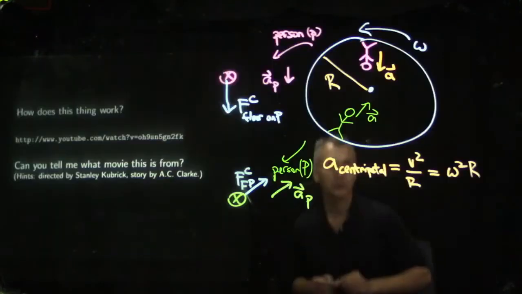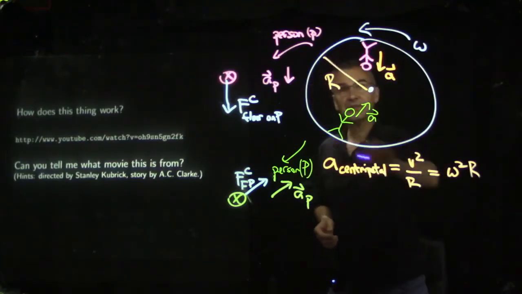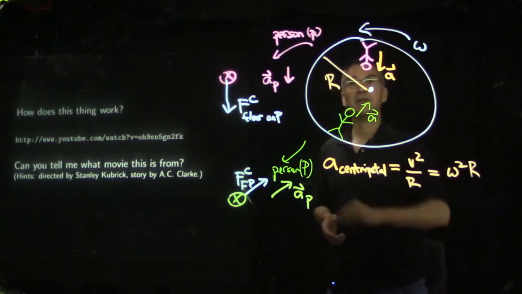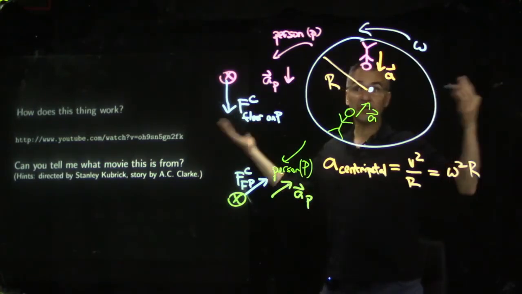So here he is, he's out in space, and he's in basically a centrifuge, which is going around and around at some rotational, some angular velocity omega. And there is no gravity. He's out somewhere between Earth and Mars.